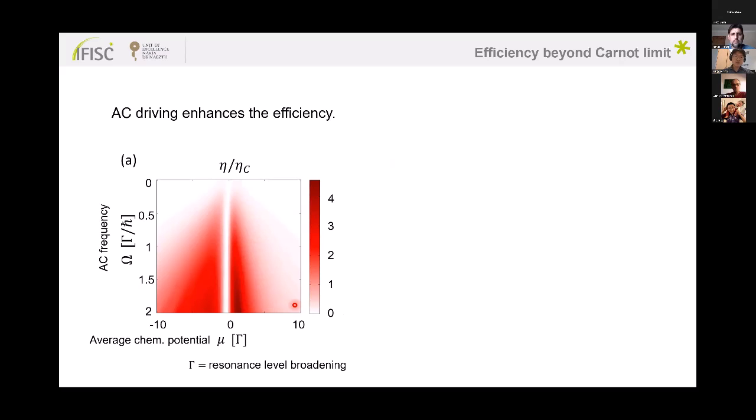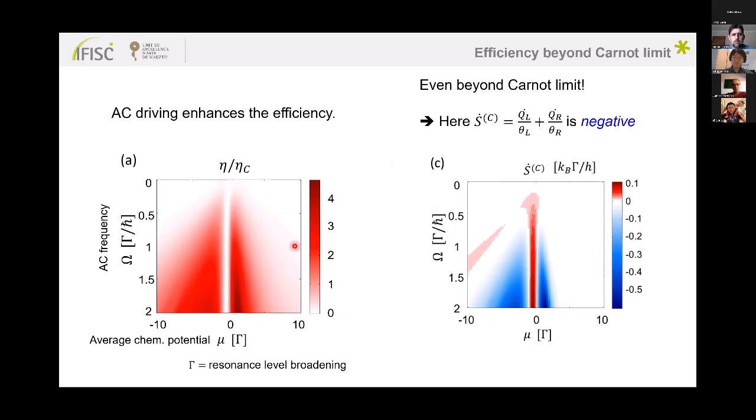So here is the result. The color shows the efficiency divided by the Carnot efficiency. And here the y-axis is the AC frequency of the voltage. So you can see that when increasing the frequency, you see the enhancement of the efficiency. And remarkably, it can be even beyond the Carnot efficiency, as indicated by the dark red colors here. And this was accompanied by negative entropy production when assuming the Clausius relation, this quantity, as shown by the blue in this graph.